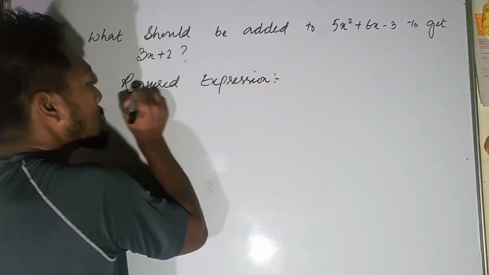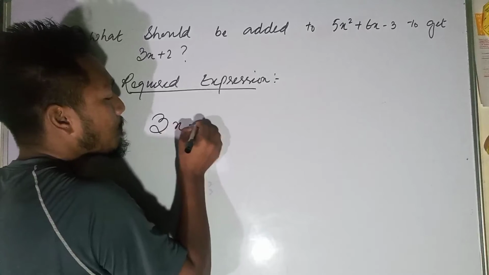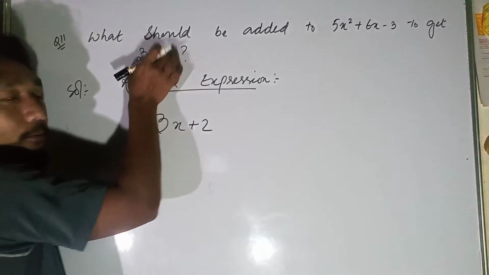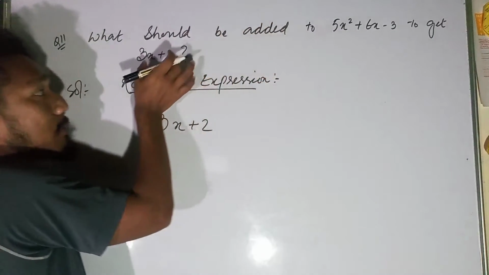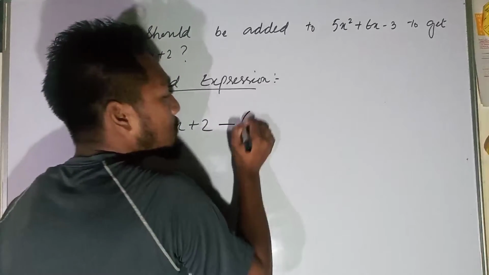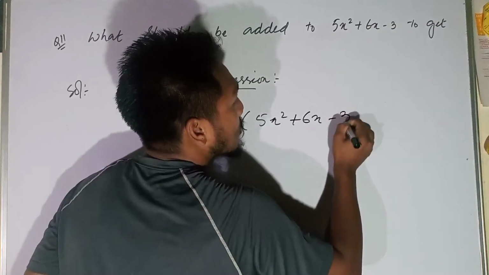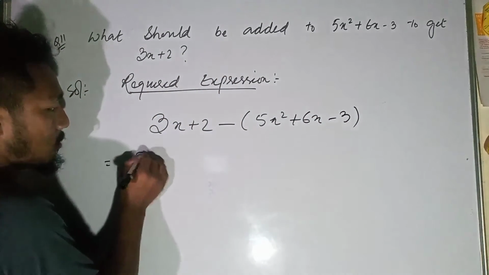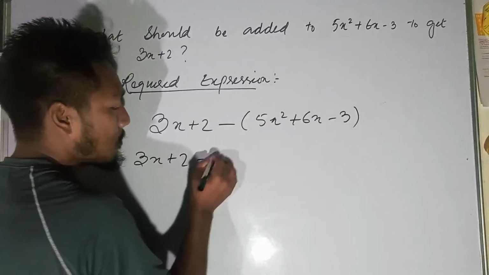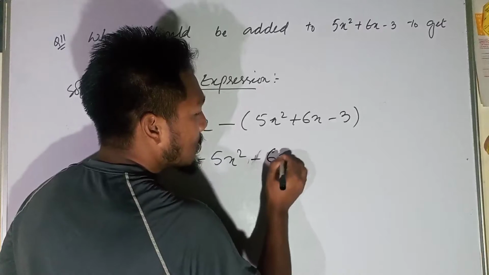Recurrent expression we have to find. We have to subtract, so we have to write this one, the back one. Whenever the word added is there, always remember the second expression should be written first. Then we have to subtract 5x cubed plus 6x minus 3. So if you write this one, 3x plus 2 minus 5x cubed minus 6x plus 3.